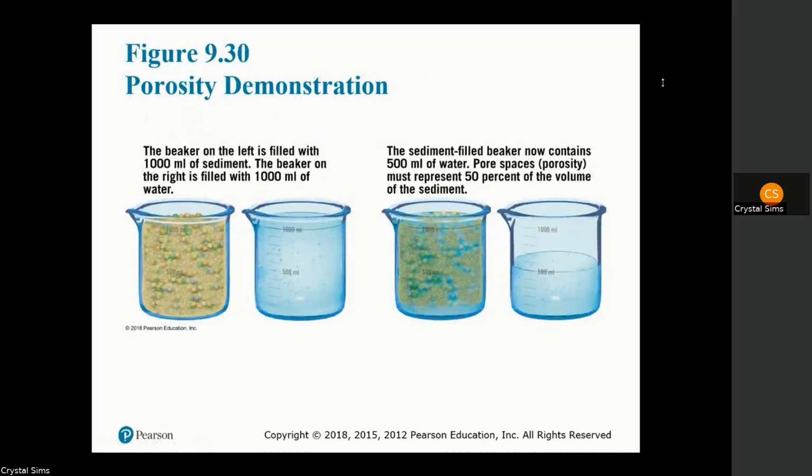This is a demonstration of porosity. We have several beakers here, and we've got 1,000 milliliters of sediment here, and then 1,000 milliliters of water. Now we have poured in 500 milliliters of water. So we've been able to take something that was seemingly full and now add water to it, so that water is able to get in between all of these spaces. And so the porosity is 50% in this example.